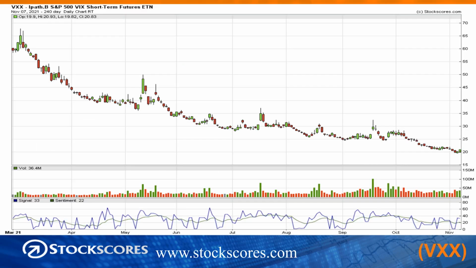On to the fear chart. Of course, the VXX is the volatility index, and it took a little bit of a jump higher, but really in the context of that trend, it's nothing. So fear is still relatively low.